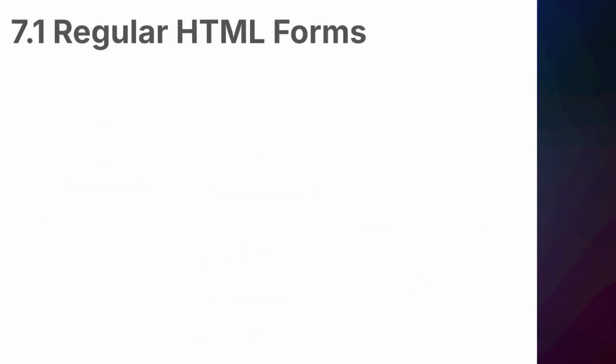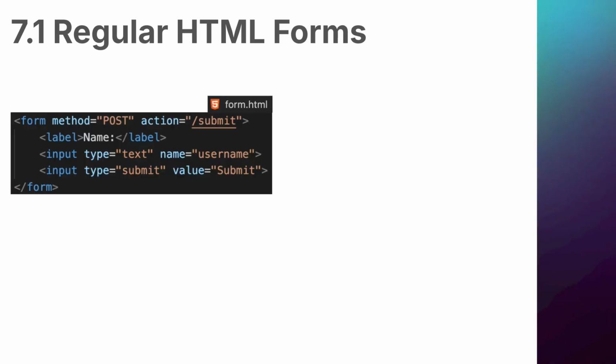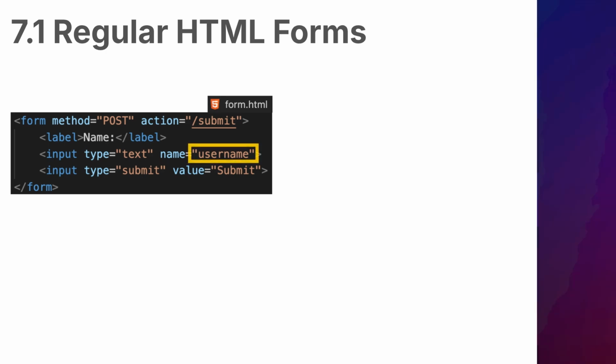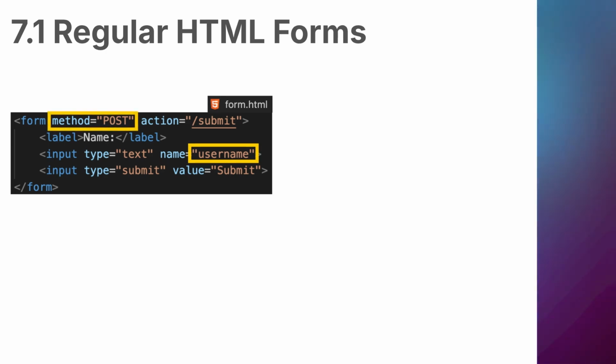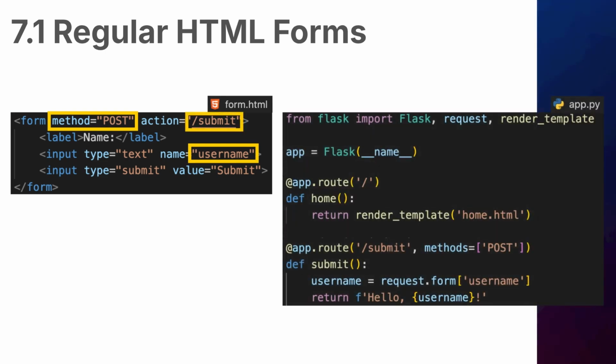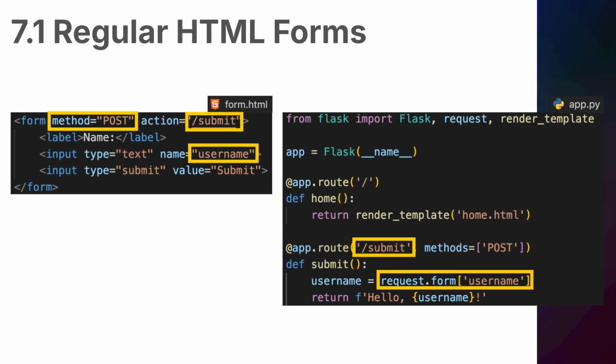One, regular HTML forms. The basic HTML form looks like this. This form collects a text input, username, sends the data to the server using the POST method, then sends it to the URL path, submit. In your Python code, prepare the route for submission like this. When you submit the form, Flask receives the data at the submit path. The request.form username grabs the value entered by the user. Flask then returns a greeting with that name.